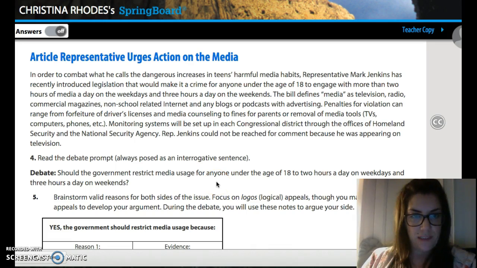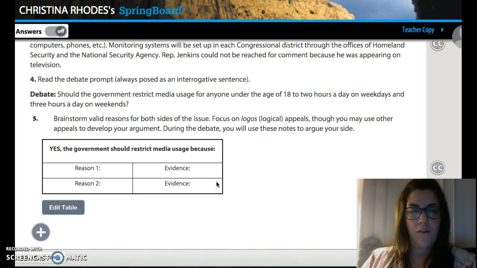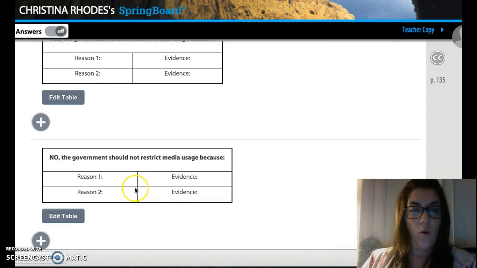Brainstorm valid reasons for both sides of the issue. Focus on logos, logical appeals, though you may use other appeals to develop your argument. During the debate, you will use these notes to argue your side. So, yes, the government should restrict media usage because you need reason 1, reason 2, evidence, and evidence. You need to fill that out. Or you're picking no, the government should not restrict media usage because reason 1, reason 2, evidence, and evidence.